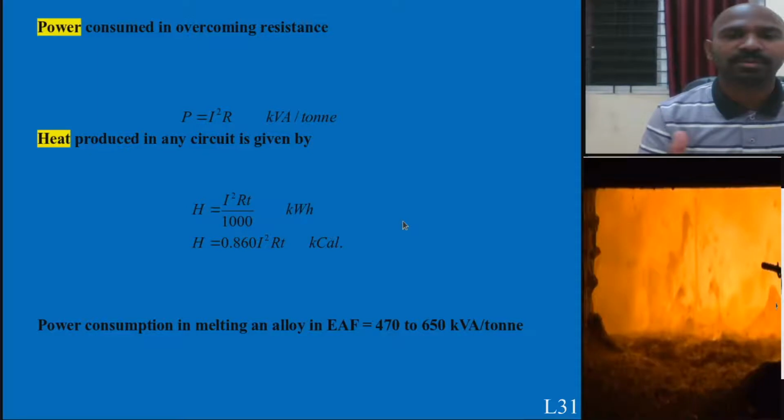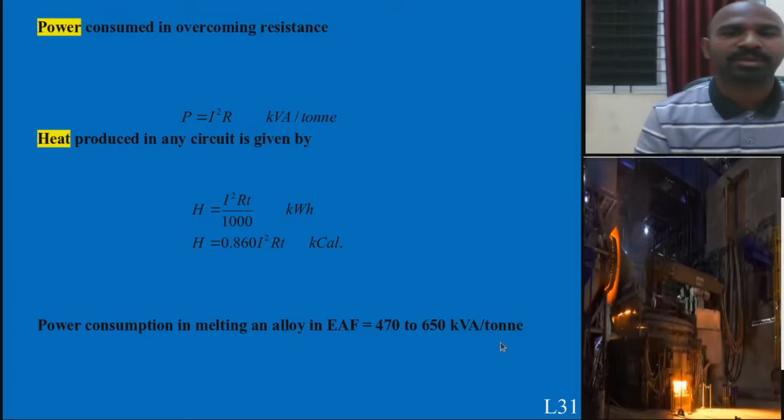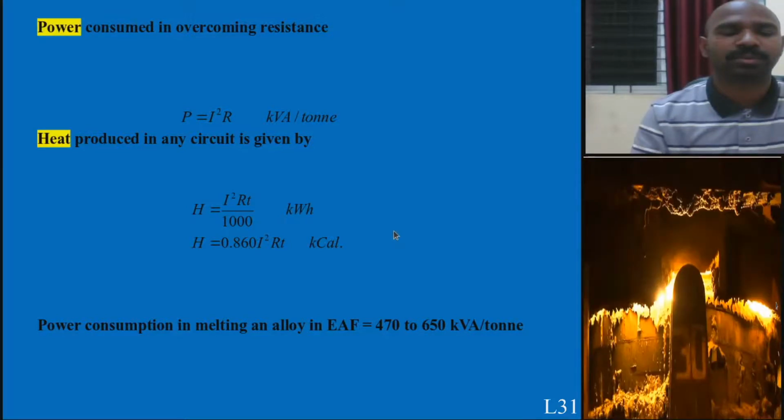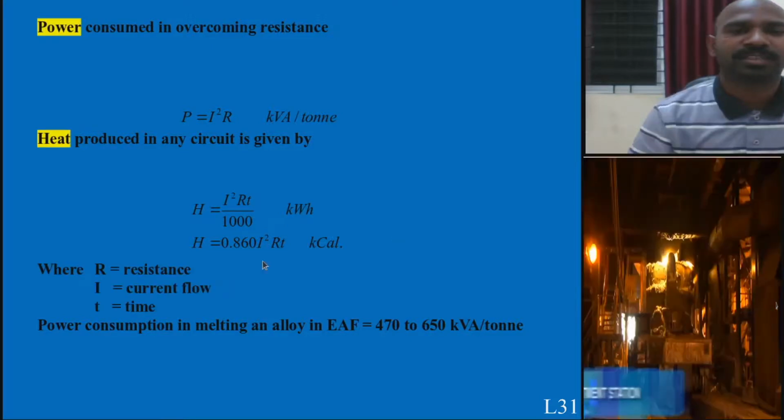Typically the power consumption for melting an alloy, a combination of iron, chromium, titanium, molybdenum, is observed to be 470 to 650 kilovolt amperes per ton. This much power it consumes in a power driven steel making process. Now one needs to think about all these parameters to develop an electric arc furnace. Capital R is resistance, I is current flow, and T is the time.